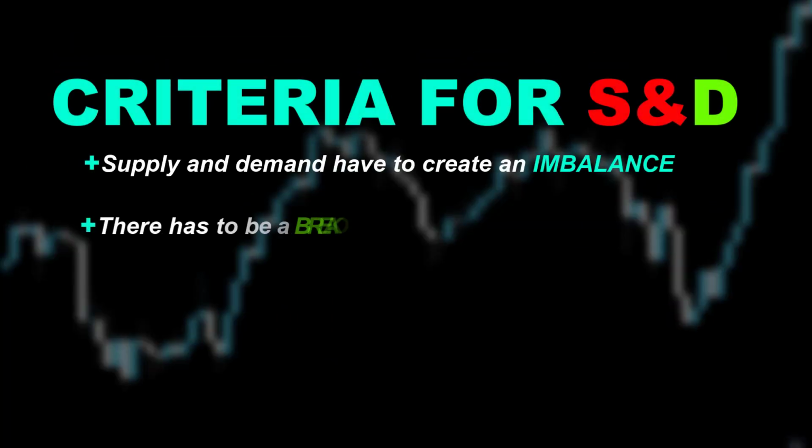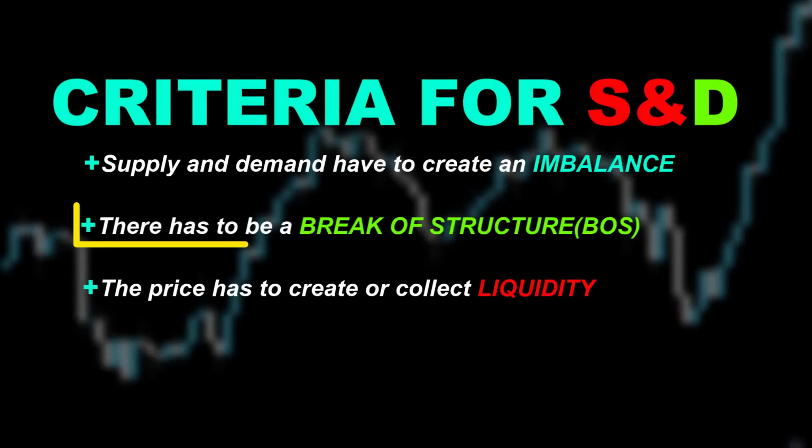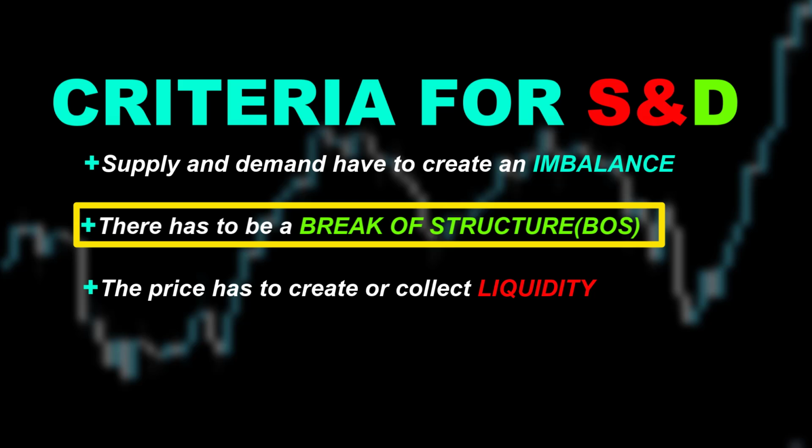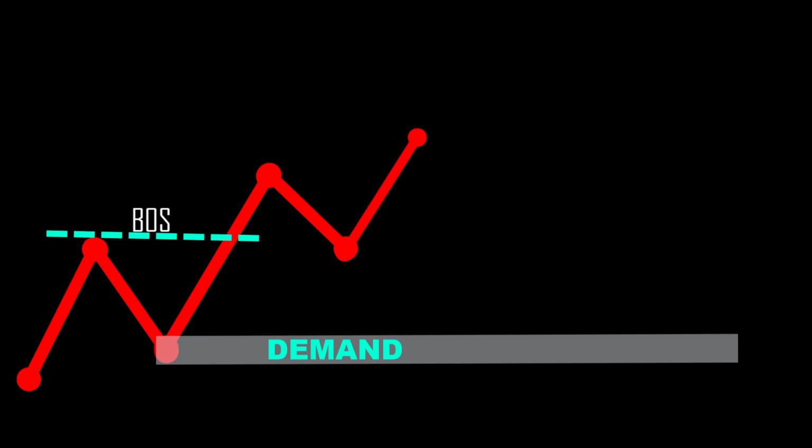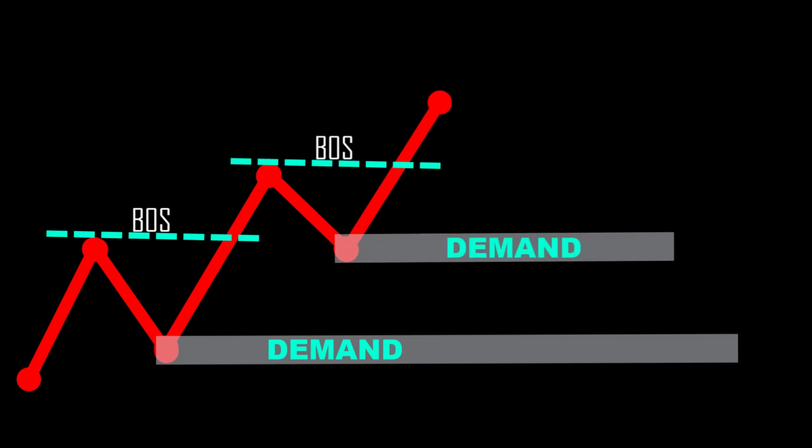The next criterion that qualifies a supply and demand zone is the break of the market structure or a change of character. A supply and demand zone is only valid if it breaks the structure or an opposing zone. For instance, imagine we have 3 consecutive moves like this. When these moves break above the previous market structure with an imbalance, we establish a valid demand zone. If there is another break of structure with imbalance, a new demand zone is created.